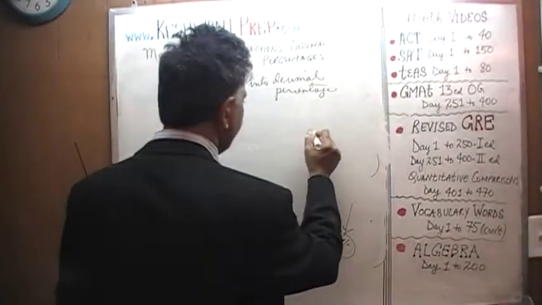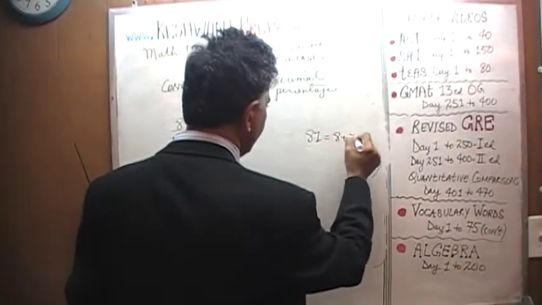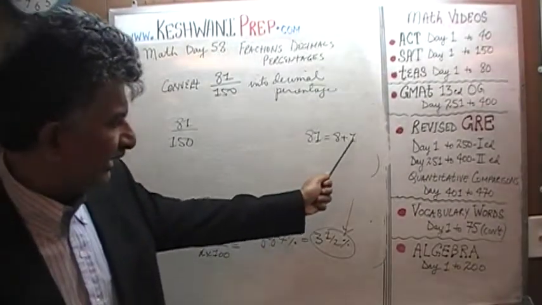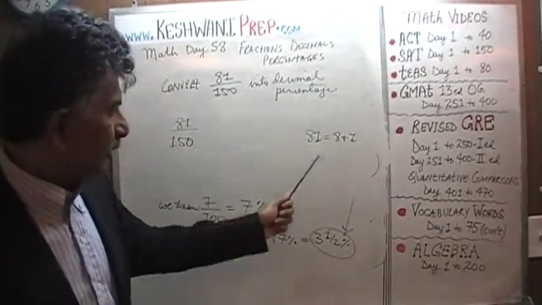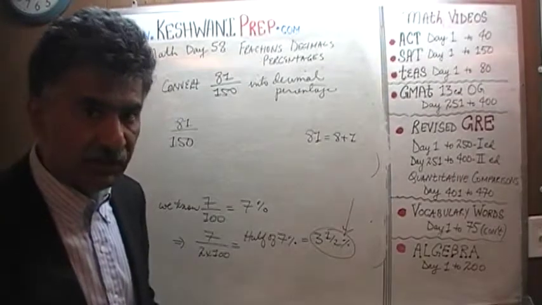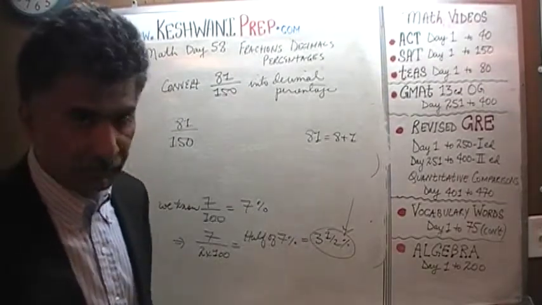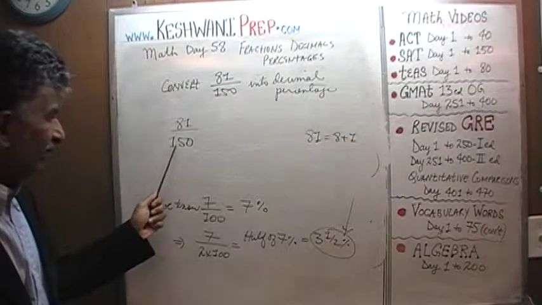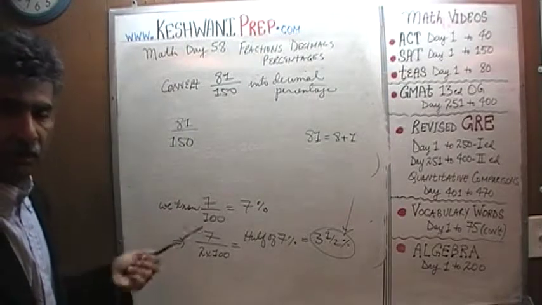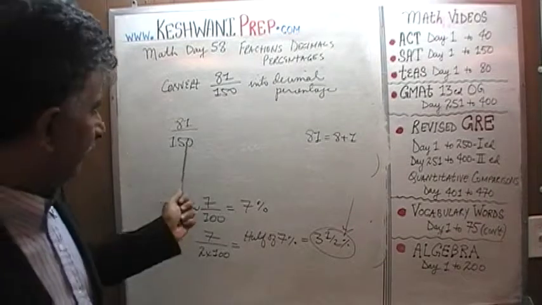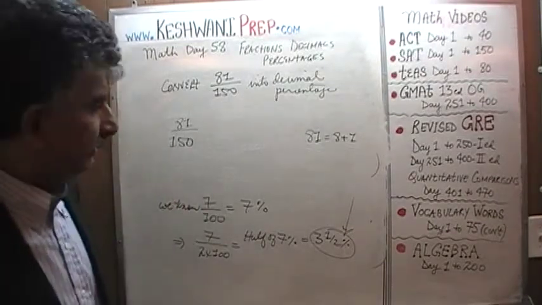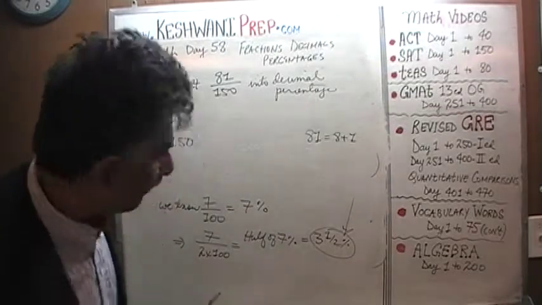81 is simply 8 plus 1. The sum of the digits in 81 is 8 plus 1, which is 9, and since the sum of the digits is divisible by 3, therefore 81 is divisible by 3. And so is 150. The sum of the digits in 150 is 1 plus 5, which is 6, plus 0. We know 150 is divisible by 3. Let's divide top and bottom by 3.